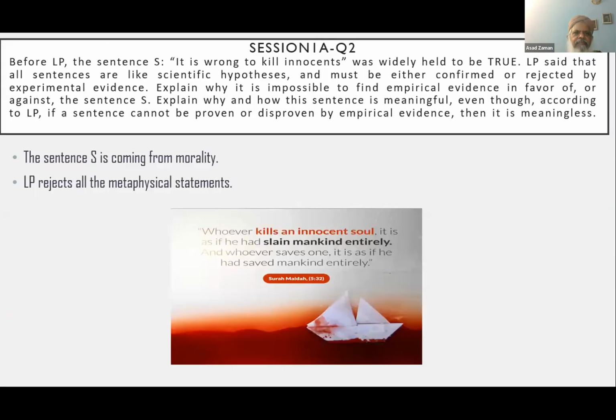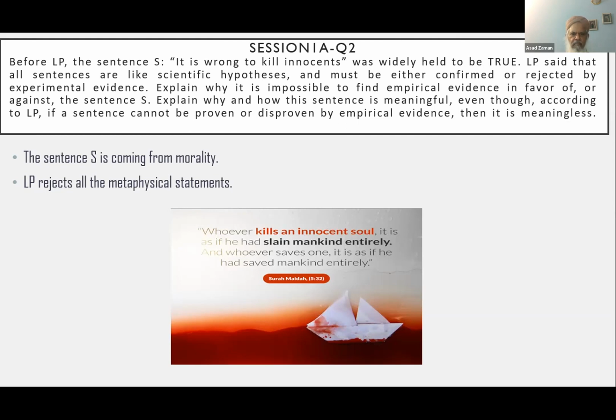So basically, the next question was a statement, as you asked, Dr. Saab, whether this could be proven meaningless from the LP epistemology. If we talk about the nature of this sentence, "it is wrong to kill the innocent," it is coming from a source of knowledge, that is morality. LP doesn't acknowledge morality as a valid source of knowledge, so it rejects all the metaphysical statements.